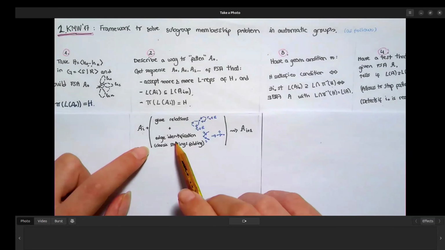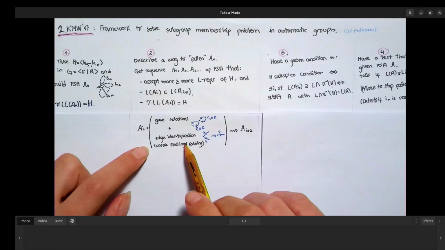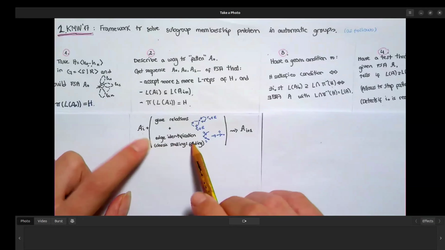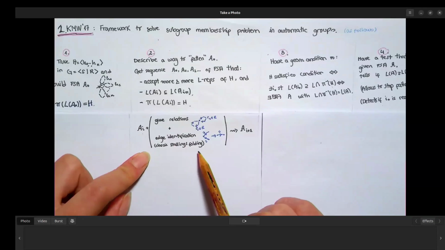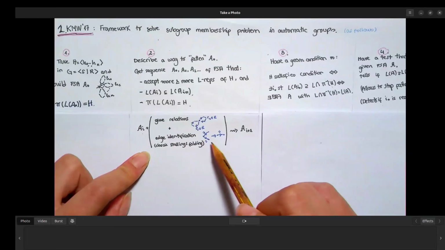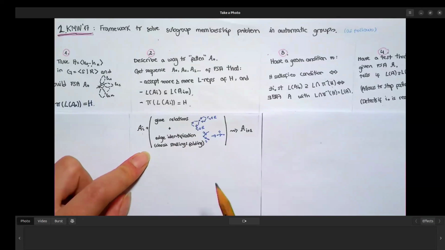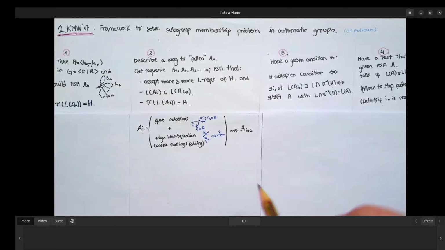And the second operation that the fattening involves is some edge identification, which is exactly the same as the one that we get for Stallings foldings for free groups. So just identifying edges with the same label when they have the same origin.